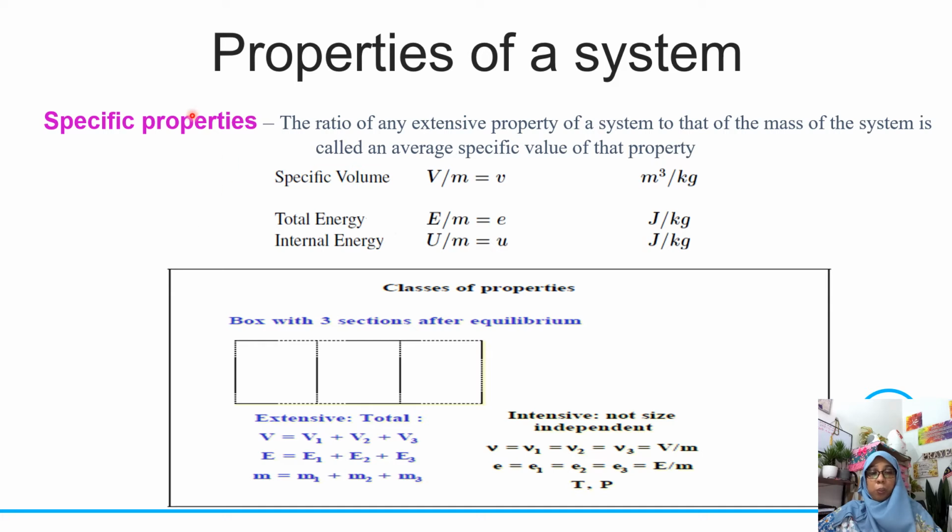Okay, this is a specific properties as I mentioned before. So the specific property is from the extensive properties, which when we divide with the mass, we will get the specific value. So for example, kita ada specific volume, which is bila volume bahagi dengan mass, kita akan dapat v kecil dan unit dia akan jadi meter cube per kg. And then sama juga untuk internal energy, kalau dia bahagi dengan mass, dia akan dapat joule per kg. So dia akan jadi u kecil dan dipanggil sebagai specific internal energy. Okay.